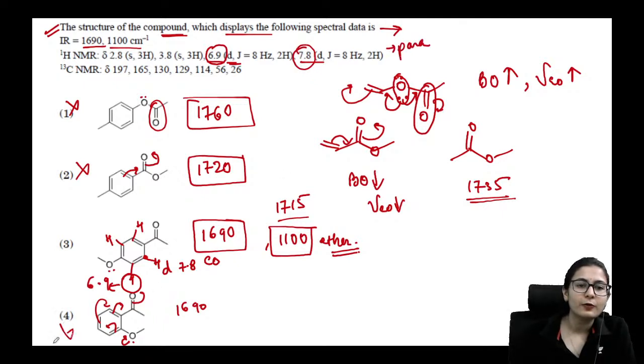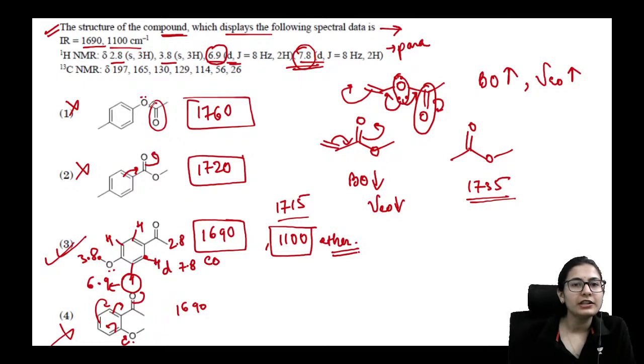So anyway, cancel 4 guys, then only one is left. Just looking at the IR value and just looking at the aromatic proton value, you confirm your answer, it is 3. If you further want to check, not a problem. 2.8, 3 hydrogens is going to be for the methyl, and 3.8 singlet is going to be for the ones connected to oxygen, this methyl. Okay, that's the answer.